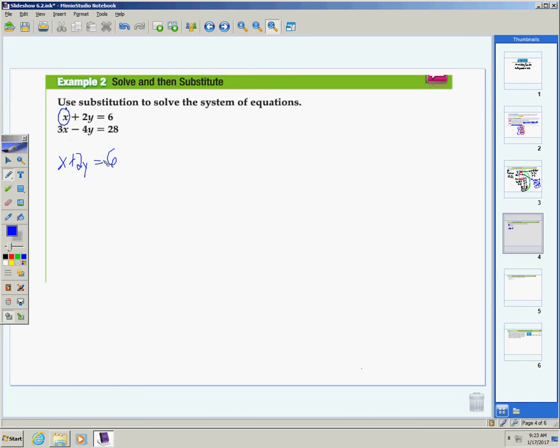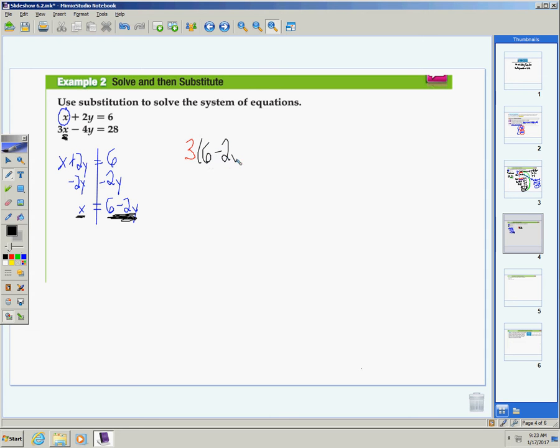So I've got x plus 2y equals 6. I'm going to solve this for x, and I get x equals 6 minus 2y. Or if you wanted to write it negative 2y plus 6, that would work as well. But now I know what x equals. x is the same thing as 6 minus 2y. So I can take my other equation, 3x, and instead of writing an x, I'm going to write 6 minus 2y.